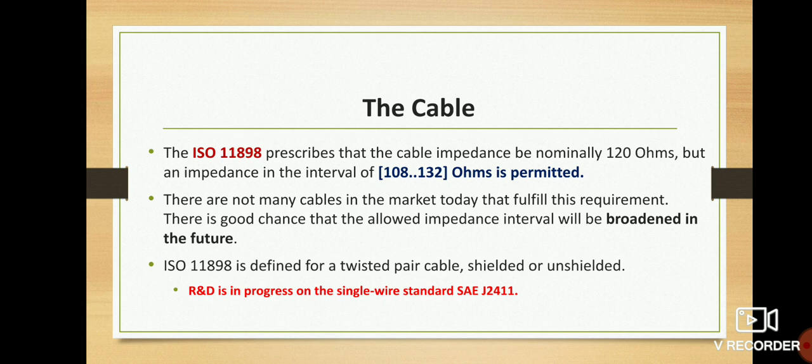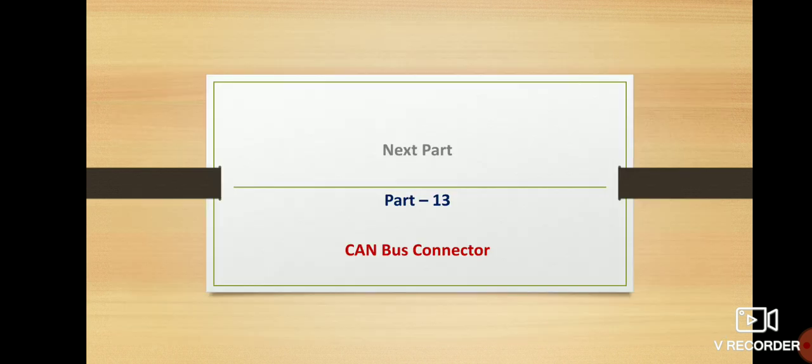These are all different, it's a parallel route. While they manufacture the CAN, they have not implemented this 120 ohm resistance, but of course the CAN is a protocol that has been implemented. But this ISO 11898 has brought in the impedance of 120 ohm resistance, which really makes the signal better. So the R&D is in progress on the single wire standard SAE J2411. Maybe in the next decade, they may start to use the single wire standard, as we are using the two wire CAN cable now.